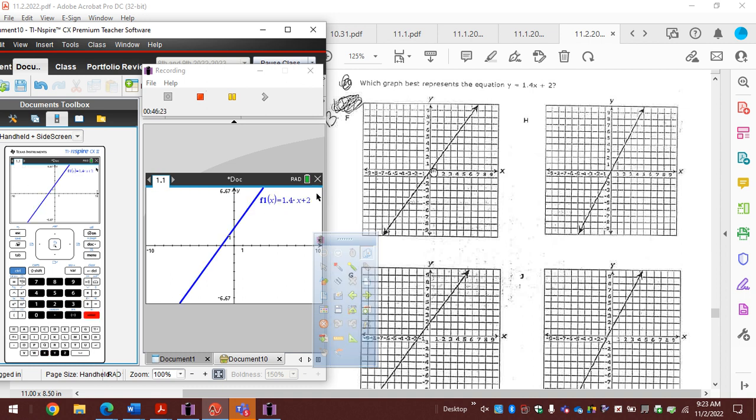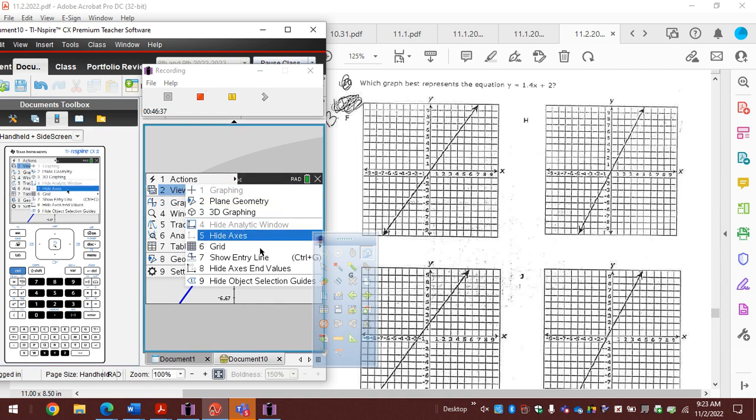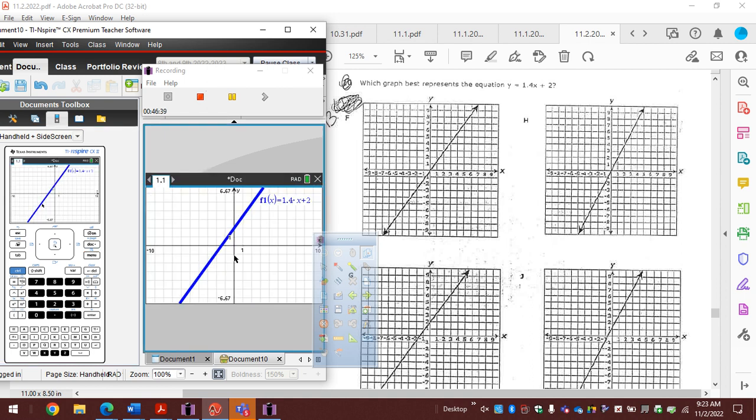So that's that graph. It goes through it right there. It's obviously not that one, obviously not that one. It looks really close to this one, but you see that's not going through the 2. This one is. If you want to turn on the grid, go to menu, and I believe it's view, and then grid, and you can turn on the line grid, and there it is. So you can definitely see it goes through 2, and you can see that that one's not going through it, so that's my answer again.